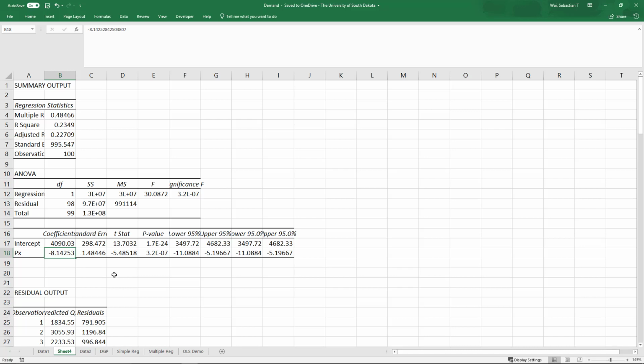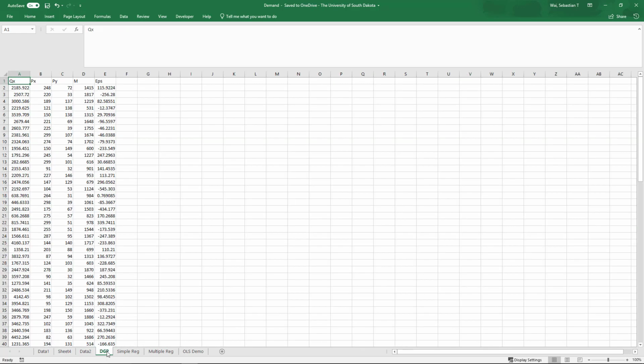I've also included in this file a tab right here that says DGP. This is the actual data generating process that I use to create this data. You can see on this sheet that I have px, py, and m selected randomly, as well as a randomly generated epsilon that I then use to build the quantity. You can think about this sheet as our population.